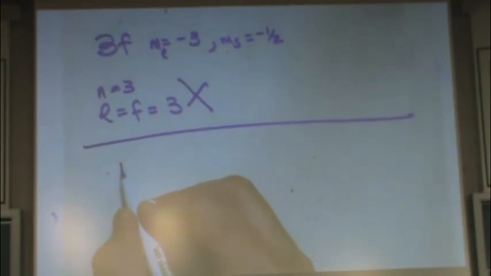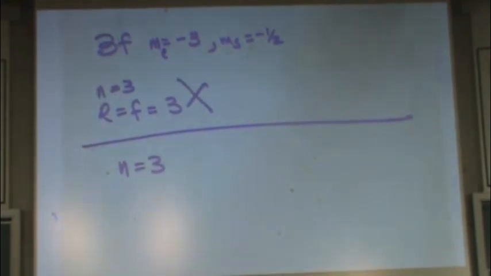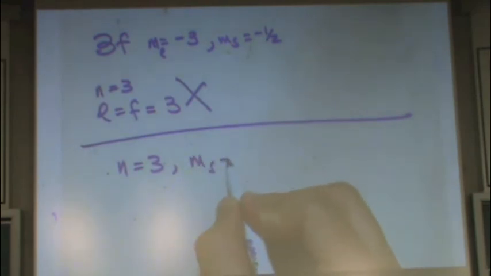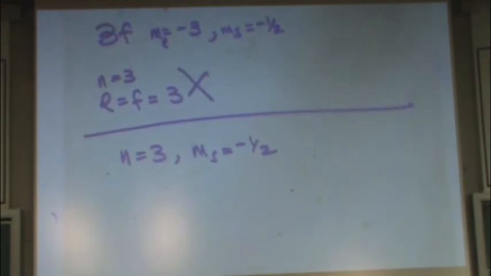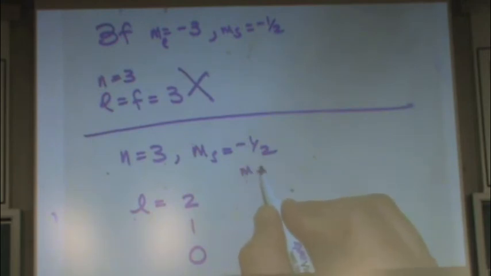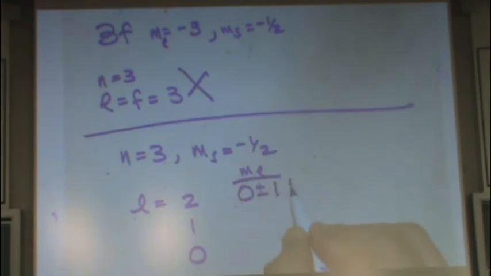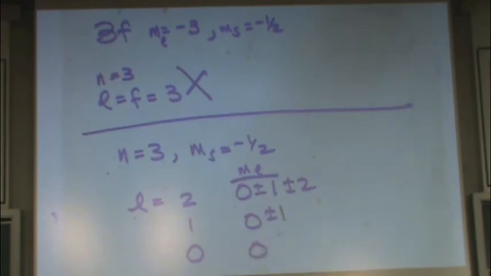All right. Another common question, let's say n equals 3. How many, let's say M sub S is minus 1/2. We want to count how many total electrons this could encompass. How many total electrons can have those 2 quantum numbers? Well, if n equals 3, what's the largest L could be? 2, and 1, and 0 are the possible values for L. So M sub L, I'll put it up here, kind of like a little table. M sub L for 2 would be 0 plus or minus 1 and plus or minus 2. For 1 would be 0 plus or minus 1, and for 0 would just be 0.